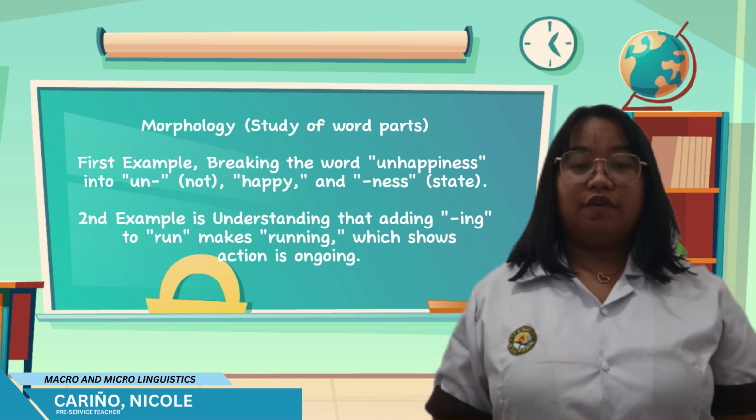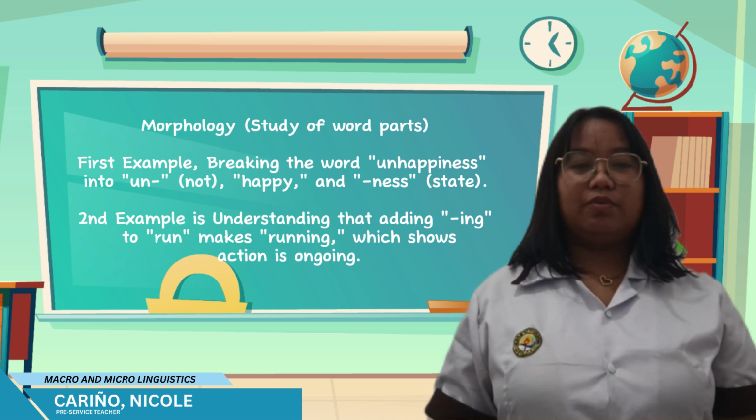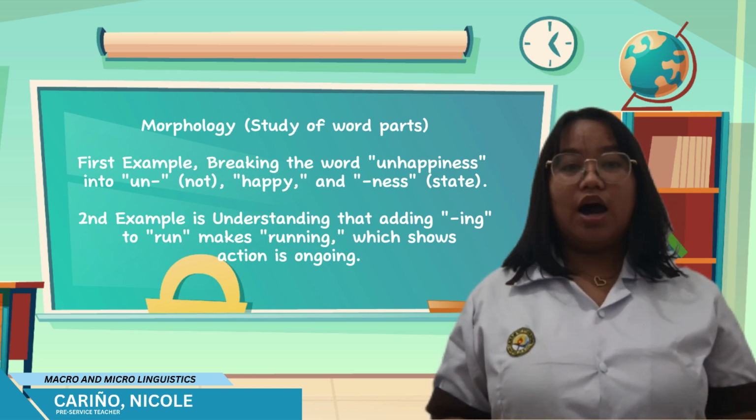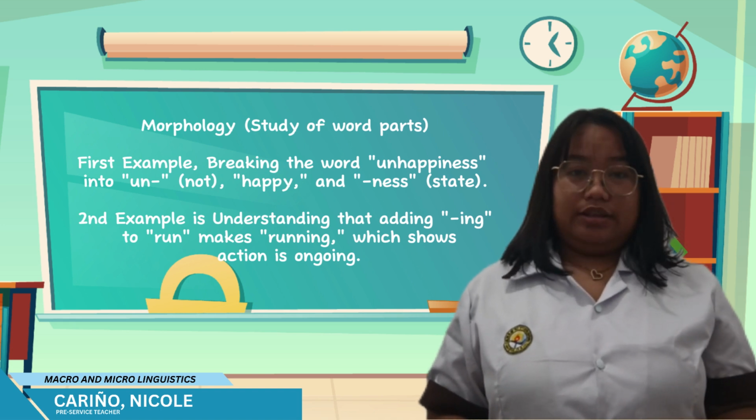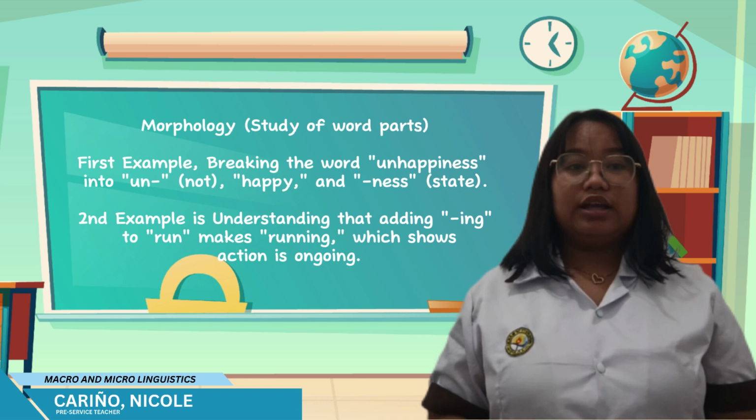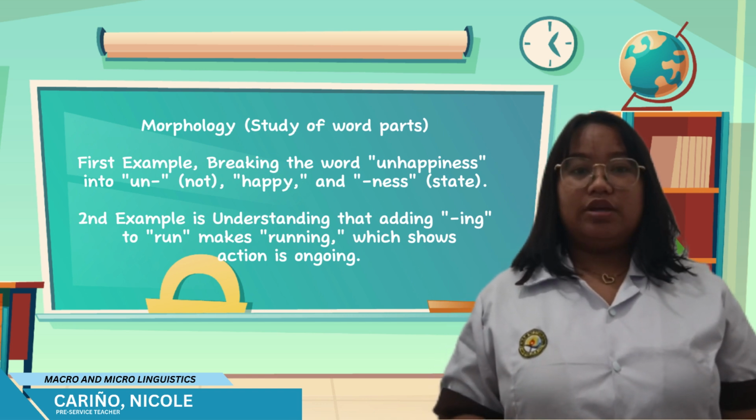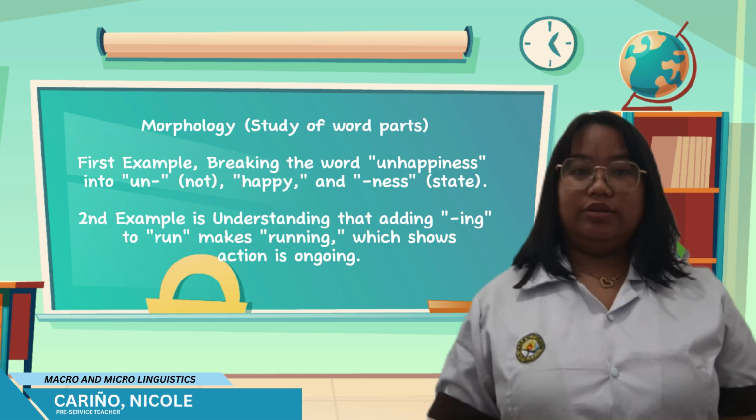Moving on to morphology, the study of word parts. First example would be breaking the word unhappiness into un, meaning not, happy, and ness, which is state. Second example would be understanding that adding the ing to run makes running, which shows action is ongoing.